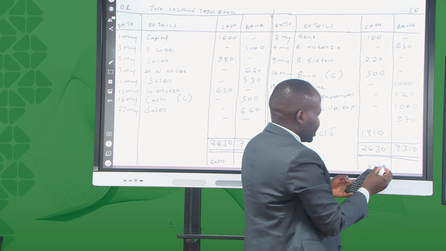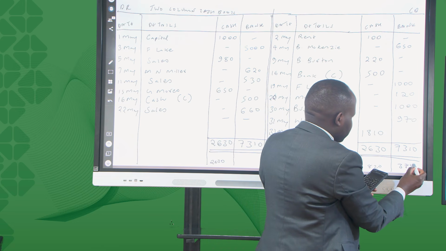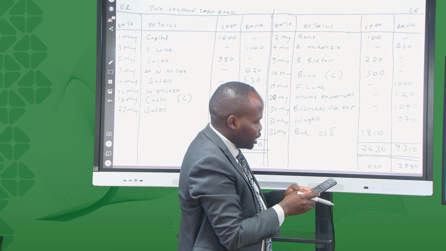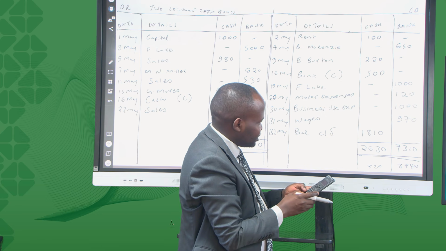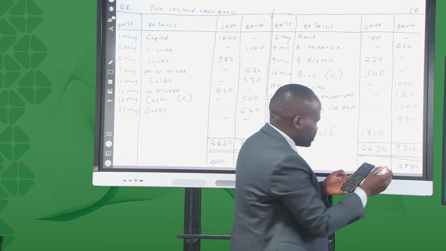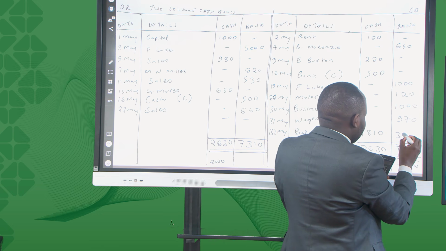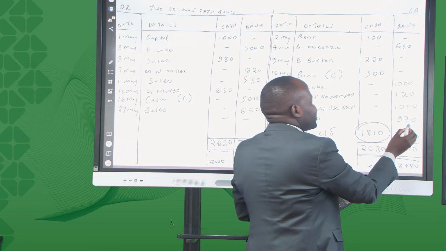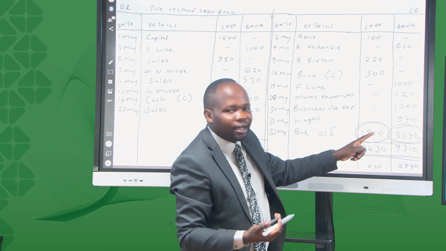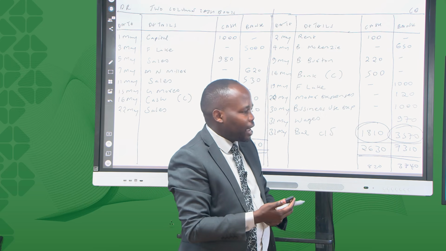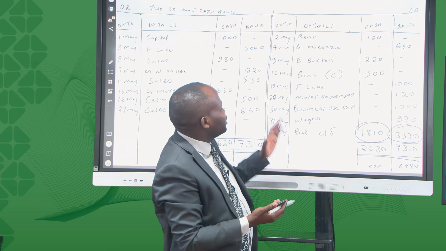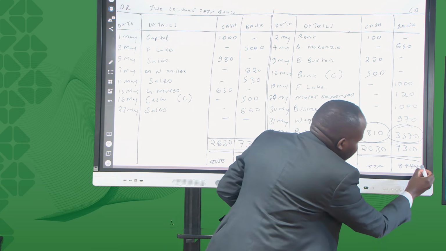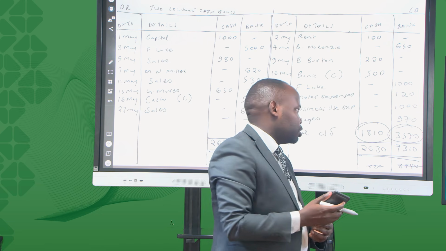So this gives us 3740. So the difference between 7310 minus 3740 is what gives us the balance of 3570. So this is the excess cash we are remaining with, and this is the excess amount we are having in the bank. You don't need to have that entry. It was just helping us to calculate. So that is a 2-column cash book.